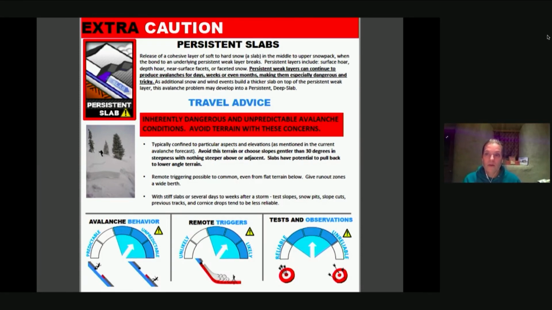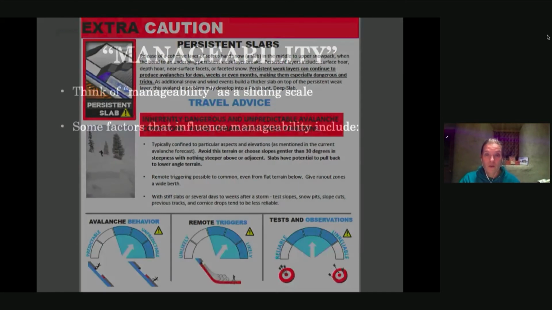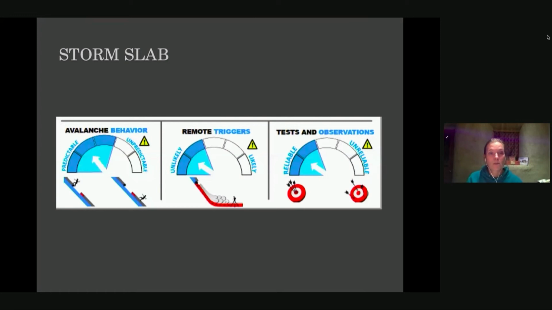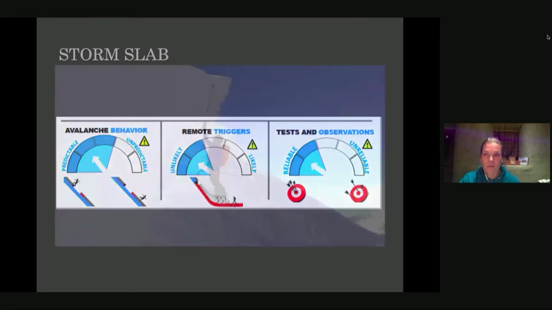Versus when I think about storm slab problems, they tend to be more predictable. They tend to break at my feet. I'm not very likely to remote trigger these, and my tests and observations are quite useful. So here's that vision of deep slab. And then here's the slide of storm slab. It's more predictable. It's less likely to trigger them. My tests and observations are more reliable.